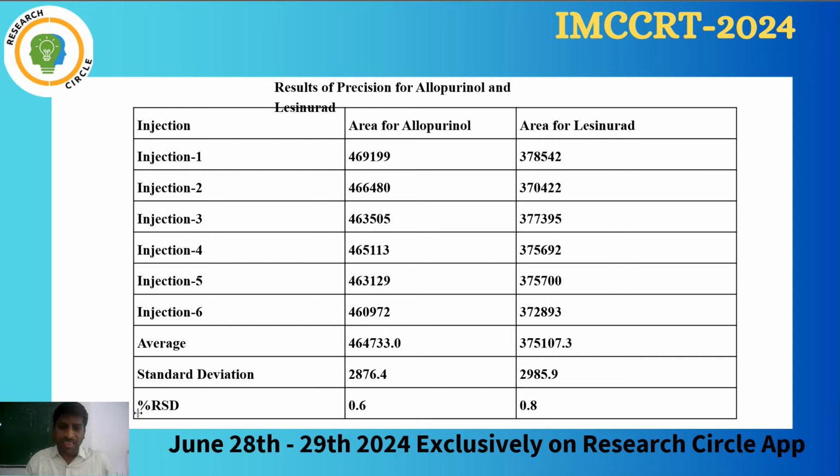The percentage RSD we have to calculate. Percentage RSD is equal to standard deviation by mean into 100. So the value should be less than 2. As per ICH guidelines, the precision passed with this analytical method.